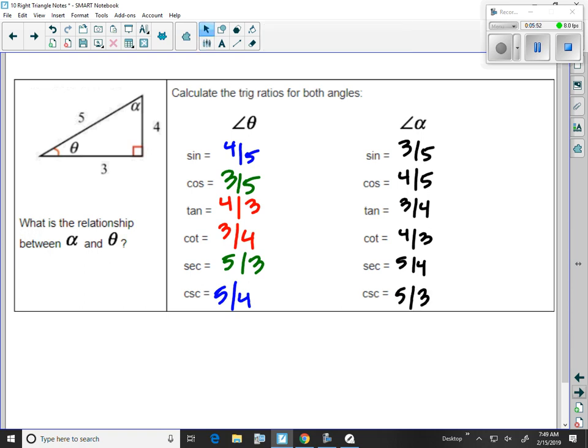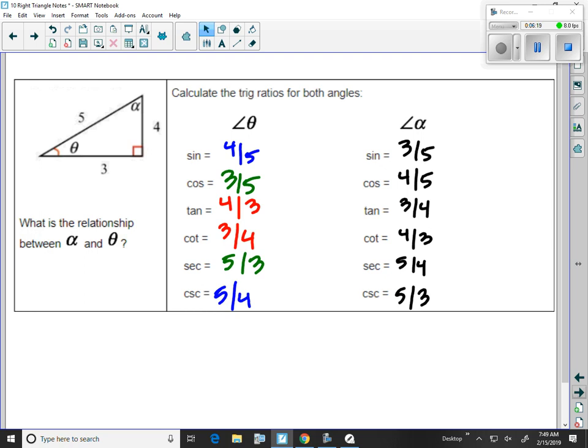Okay, those should be your answers for alpha. You can go ahead and check those answers here quick. Any problems or issues on finding those trig functions for alpha?